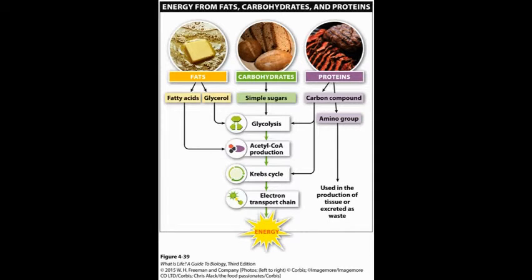Now, proteins are chains of amino acids. And after consumption, the chains are broken down chemically. And then each amino acid is broken down into first an amino group that may be used in the production of tissue or excreted in the urine. And secondly, a carbon compound that is converted to one of the intermediate compounds in glycolysis or the Krebs cycle, allowing the energy stored in its chemical bonds to be harnessed.